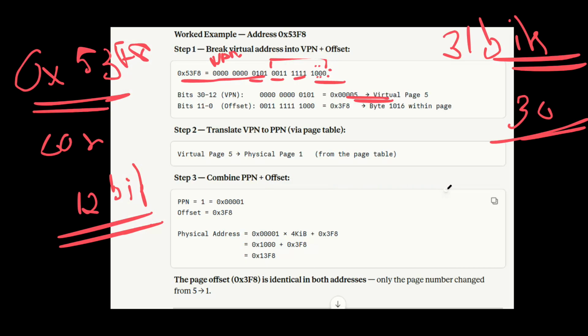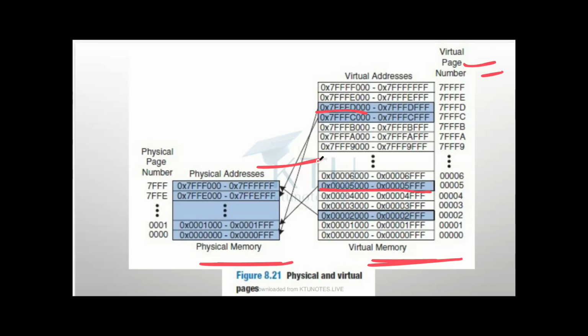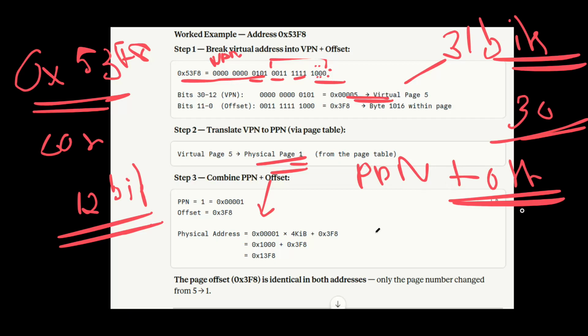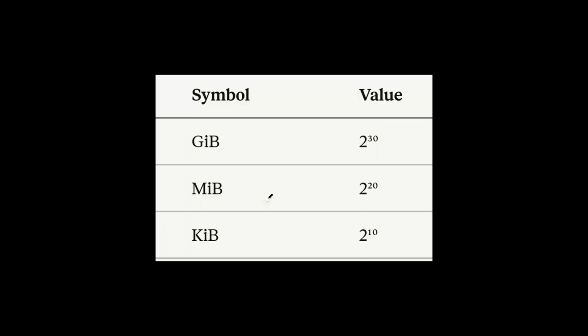For the virtual page number, you have a physical page. This is mapping to physical page 1. So virtual page 5 maps to physical page 1, and that one's address you have to write here. So PPN plus the offset gives you the final physical address. You have to remember these values here.